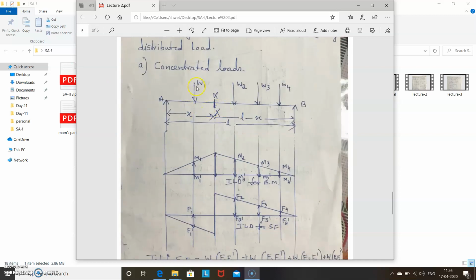Now suppose there is a series of loads, 4-wheel loads. Here one load is W1, this is W2, this is W3 and W4. They are at different distances. Suppose this is at 1 meter distance, this is at 2 meter, this is 3 meter, this is 4 meter, like that. The total span is L. The section is here, at a distance of X from A. So this distance is L minus X.